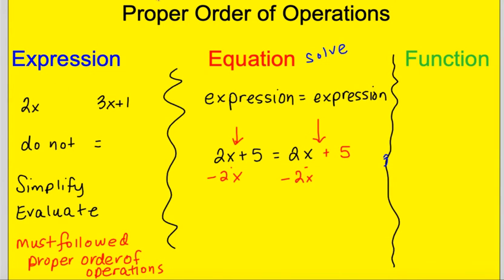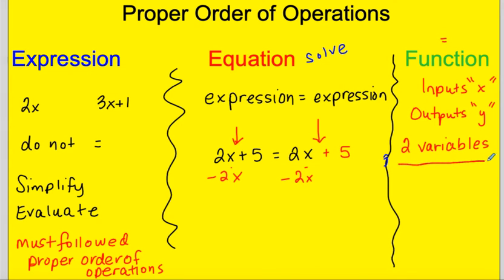But back to it. Expressions we simplify and evaluate. Equations we solve. Now functions are different. Functions have inputs, which are our x values, and outputs, which are our y values. So functions are going to have two variables. Now, they also have an equals, so we like to call them function equations, okay? But they're going to have two variables, and so we do not solve functions.